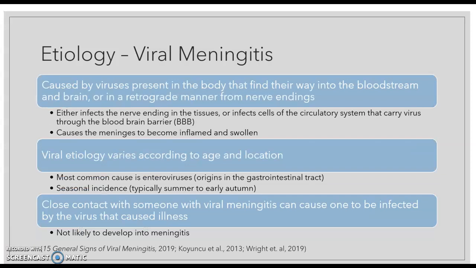The etiology of viral meningitis is caused by viruses present in the body that find their way into the bloodstream and brain, or in a retrograde manner from nerve endings. How a virus reaches the meninges through the nerve ending is by either infecting the nerve ending tissue or the cells of the bloodstream that will then carry the virus through the blood-brain barrier. Viral etiology varies according to age groups and geographical location, and it's also seasonal in incidence, where you'll see higher cases in the summer to early autumn. Close contact with someone with viral meningitis may lead to infection of the original virus, but does not necessarily develop into meningitis.